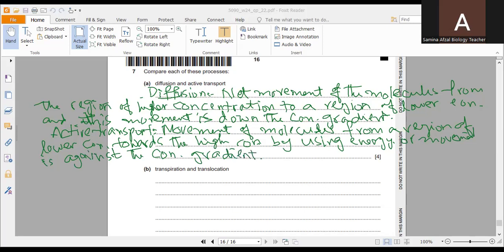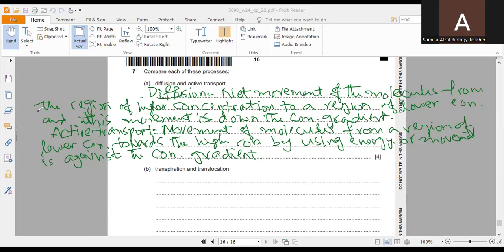So there is a difference in the direction of the movement. Diffusion is from high to low and active transport is low to high. And when the movement of molecules is from low to high, or against the concentration gradient, they need energy in that case. But diffusion is a very slow process in which there is no need of energy. And you can see a membrane is required in case of active transport, but in diffusion, a membrane is not required. So these are the differences between diffusion and active transport.